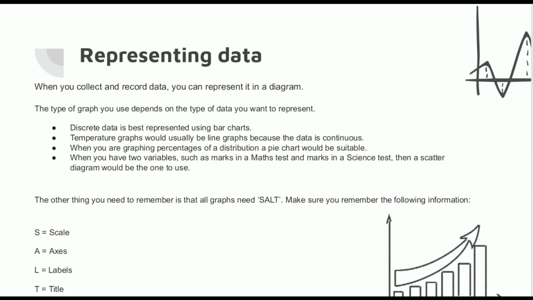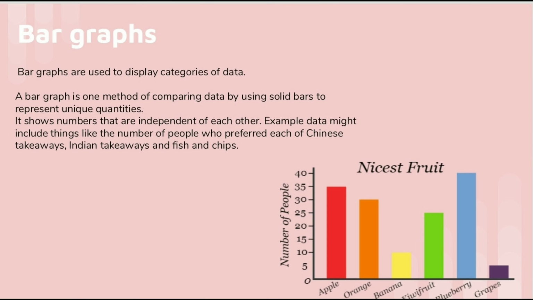Alright, so now we're going to move to one of our graphs, which is bar graphs. Now, we briefly spoke about bar graphs in our introduction, but we're going to go a bit in depth now. So bar graphs are used to display categories of data. A bar graph is one method of comparing data by using solid bars to represent unique quantities. Now, these solid bars are what give the graph its name, bar graph. So if it was a circle or an oval or lines, it couldn't be considered a bar graph.